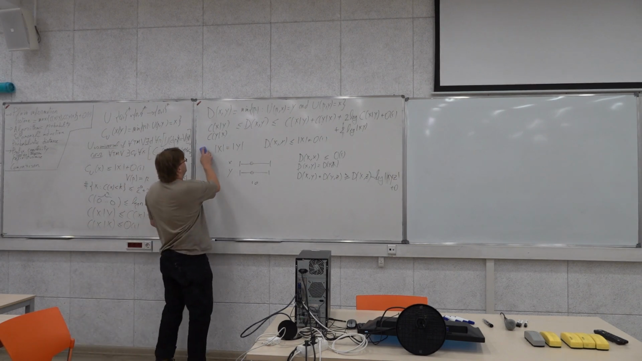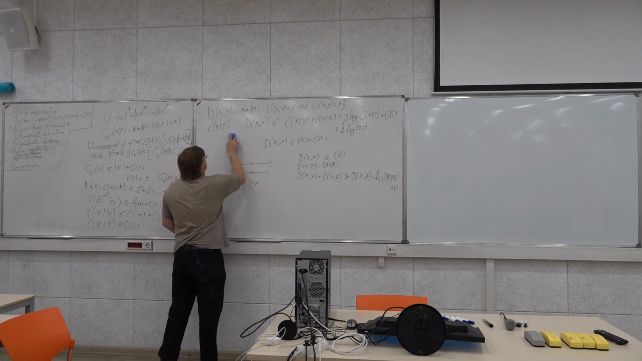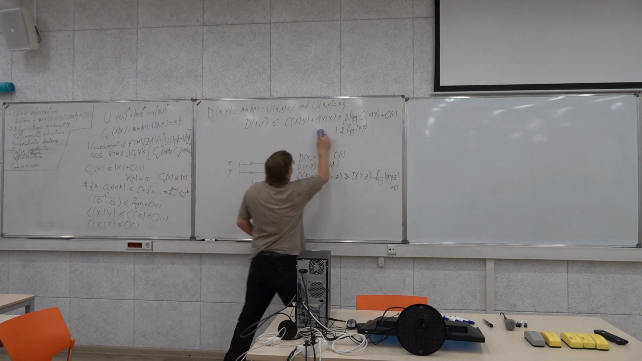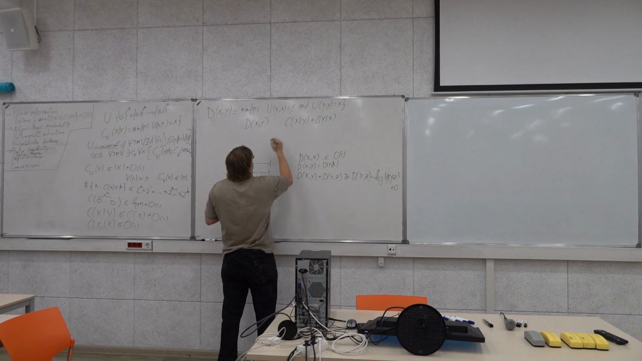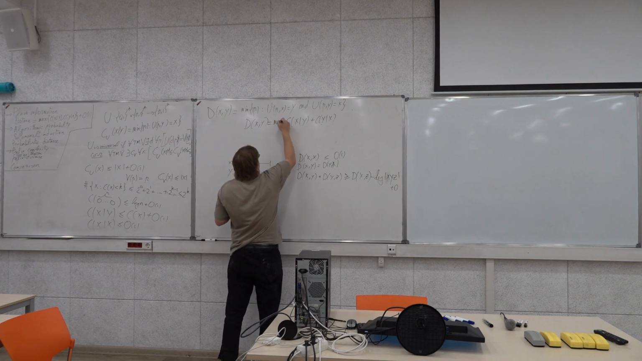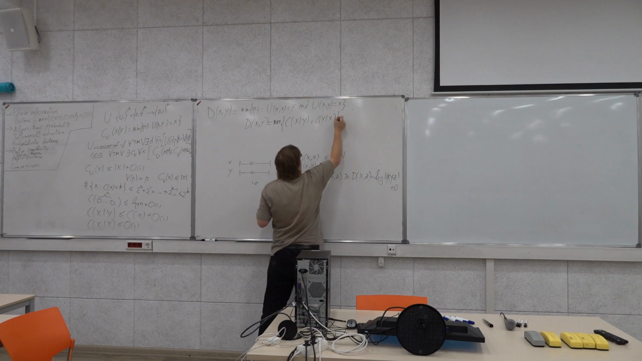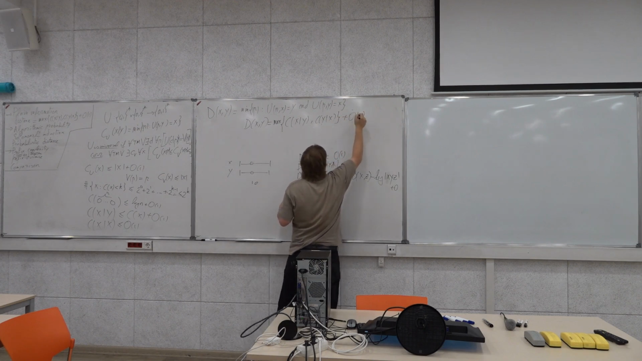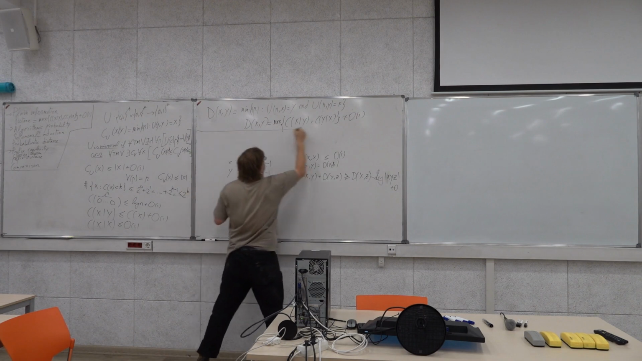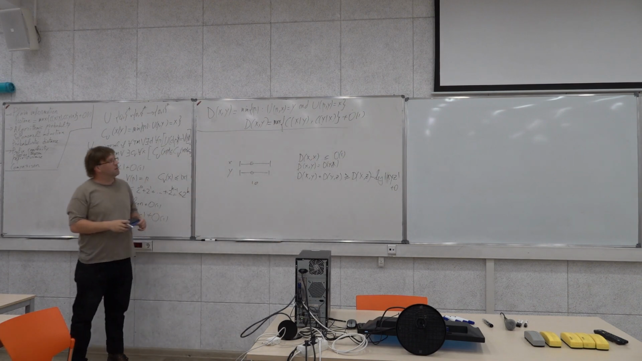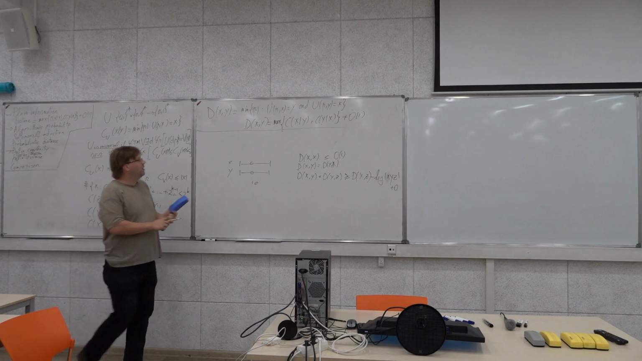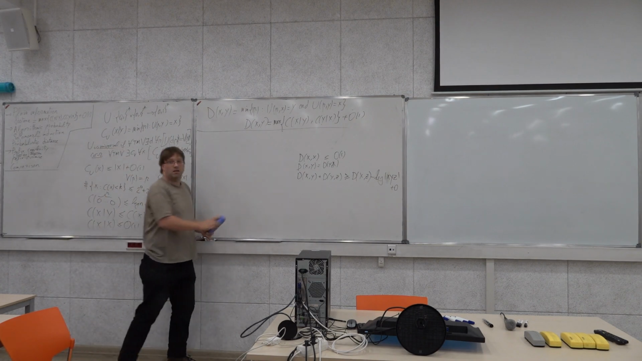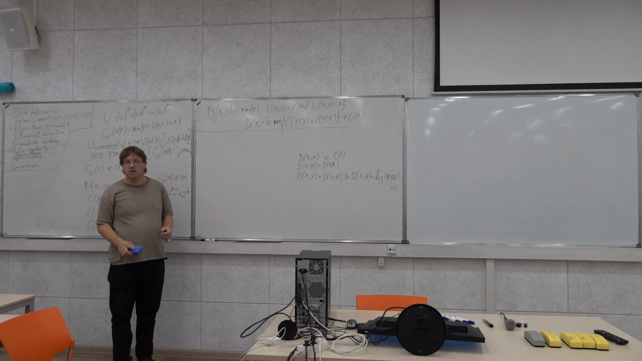Okay, so let me write down the theorem. So the theorem says that this is equal to the maximum of these two things plus O(1). Yes. So now we will prove this equality. It's actually two inequalities: the maximum plus O(1), and less than.